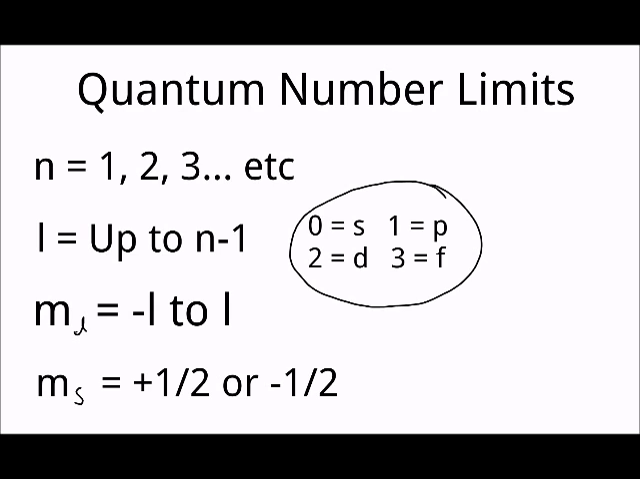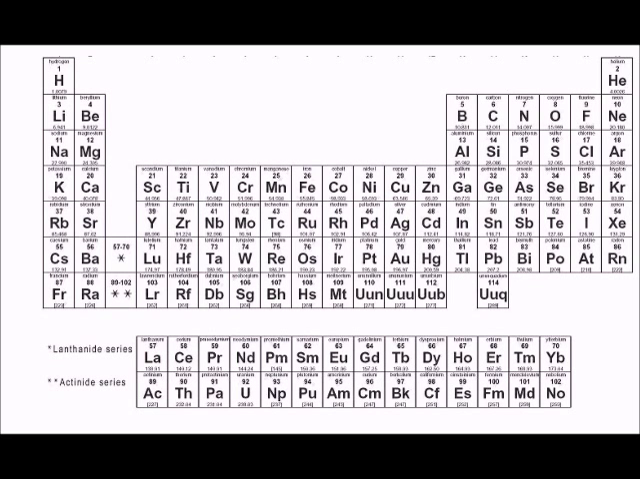And then finally we have m sub s. This is sort of the easiest one. M sub s is the spin, and the spin can only have a plus 1/2 or a negative 1/2 spin value. And we do not have 0 spins. That would imply the electron isn't spinning. And it's plus 1/2 and minus 1/2 are the values that we associate with the spin. So we're not going to have any other type of spin values.